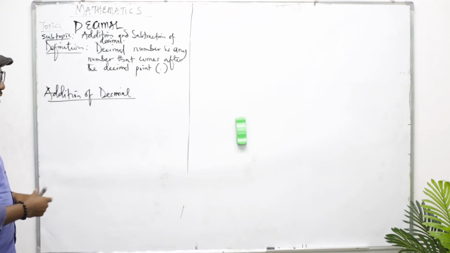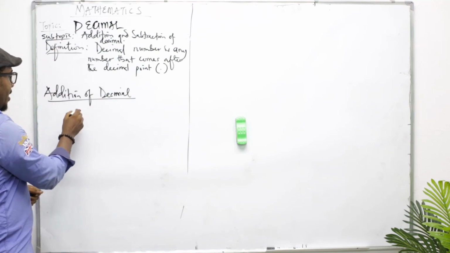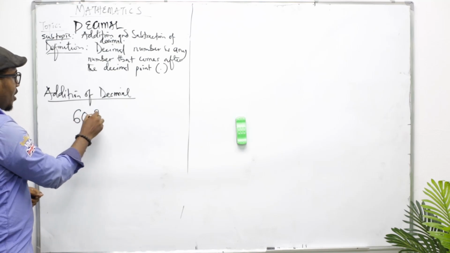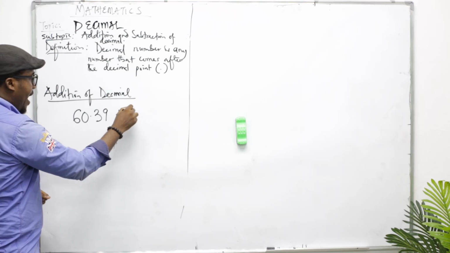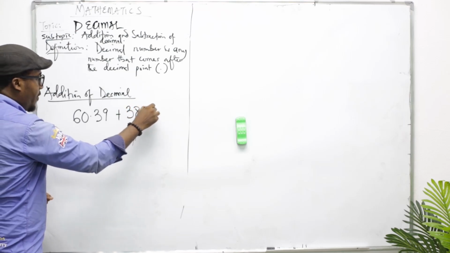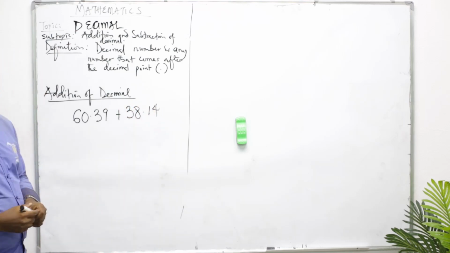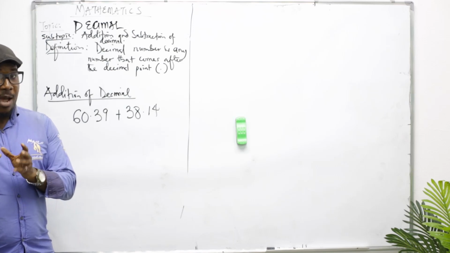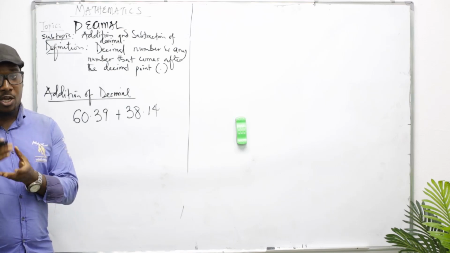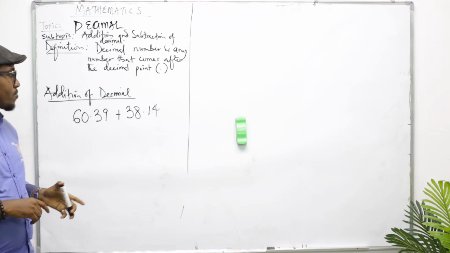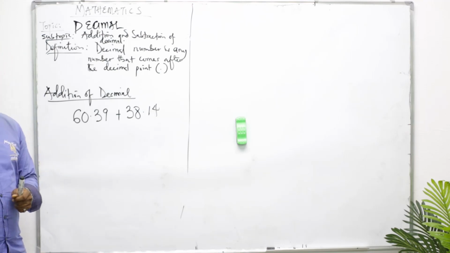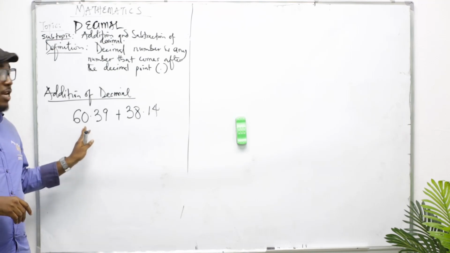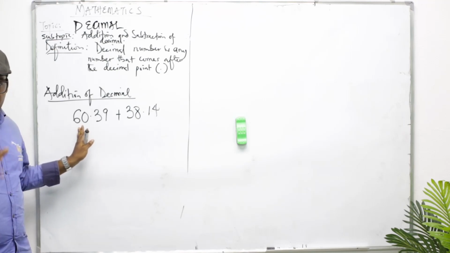If you have a case whereby they brought a number like this, 60.39 plus 38.14. Note this very well. I'm going to go step by step. I will do some illustration and demonstration here. Now, I teach in a way that you must understand the movements or the pattern the numbers take.